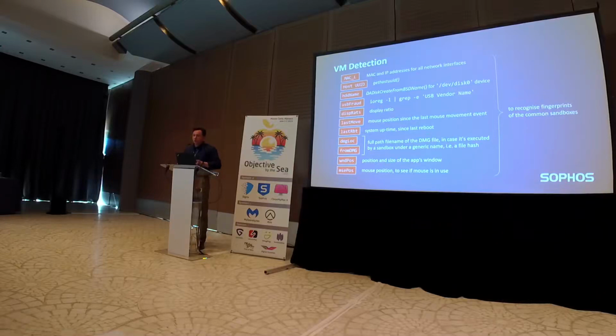Now, system uptime since last reboot, because once the virtual machine analyzes samples one after another, it will probably restore the system from a clean snapshot each time, and that will reset the time passed since last reboot. So by figuring out that the time stays constant, it will figure out that it's running under a VM. Full path name of the actual DMG file. Some sandboxes may rename the DMG file into a hash, right, or give it some generic name. So by fingerprinting that name, they can identify the presence of the virtual machine. Position and size of the app window, mouse position to see if the mouse is actually in use. Because if there are no mouse movements and no mouse present, that's suspicious.